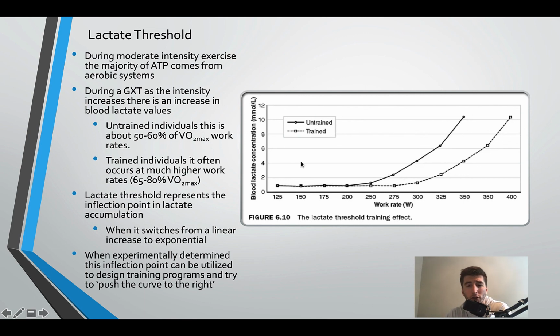With training status, you can actually push that curve to the right, and you can see that this nonlinear, exponential increase is really occurring somewhere around 325 watts. So the trained individual has a lactate threshold that's significantly higher. Untrained individuals have a lactate threshold of about 50 to 60% VO2 max, and trained individuals have a lactate threshold of about 65 to 80% VO2 max.